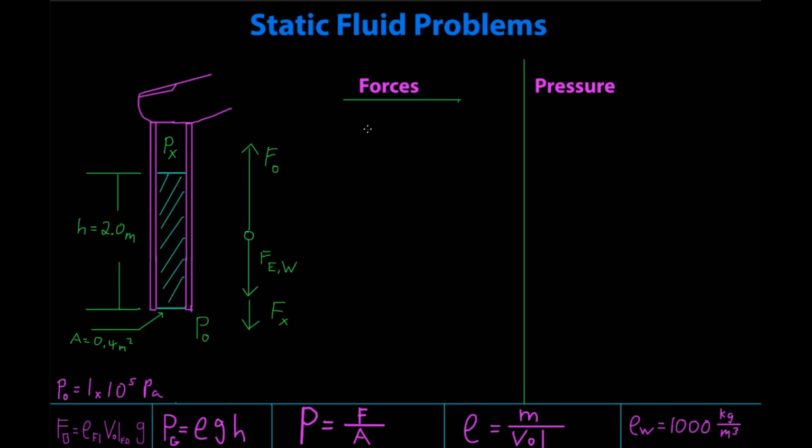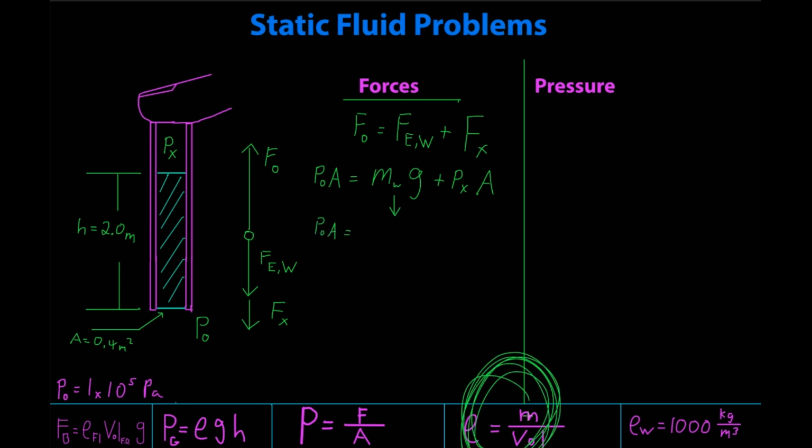So under forces here, let's set our equality. Force naught equals force Earth on water plus force X. All right, I am now going to expand that. First, using our basic pressure equation here: pressure naught times area equals mass of the water times G, mg, which is force Earth, plus pressure X times area. Now I'm going to expand this again because we can break up this one in the middle even more. And to do that, I'm going to use the density formula. So I get mass in terms of density. So we have density of water times the volume of water times G, plus pressure X times area.